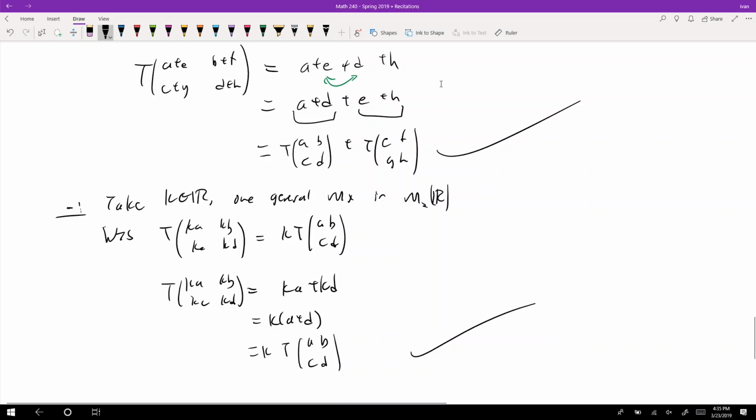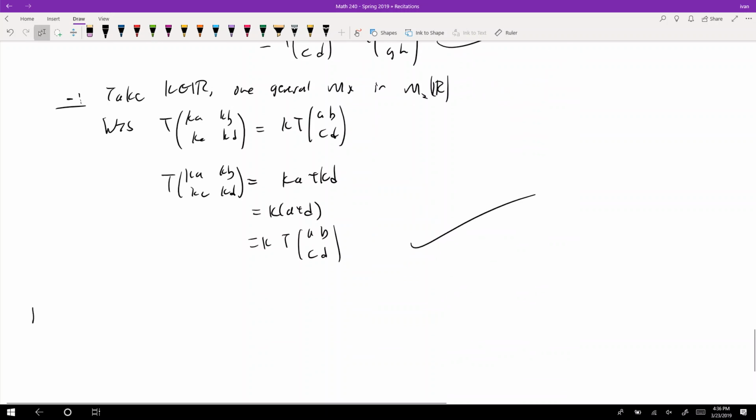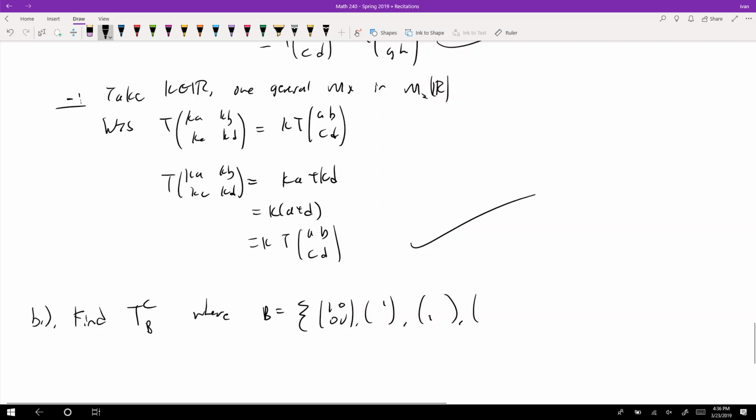All right. Part B is to find T of B and C, where B is the matrix with ones on the diagonal, so I'm just putting ones where the entry isn't 0. And then C is equal to 1.